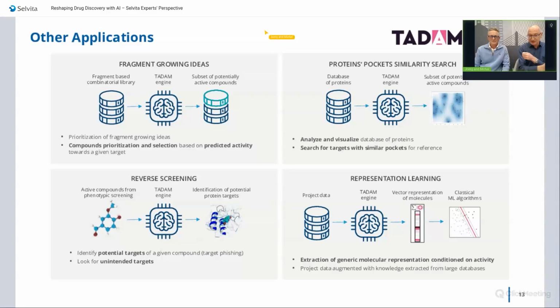So we can turn the screening around and say, okay, we have an active compound from a phenotypic screen, and now we want to know what is a possible target. And then we can screen this compound against all targets that we can create, in the sense that we can dock the ligand in each pocket and see are there unintended targets, are there potential targets, and this can give us an idea what it is. We call this reverse screening. So this is TADAM in a nutshell, and what we can do with it.